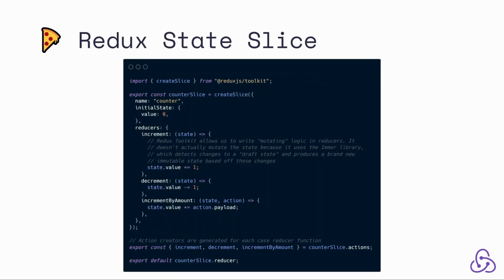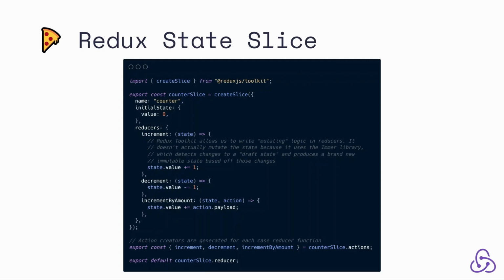Let's have a look at an example code snippet for a counter application. The main idea is to first create a slice of state using the createSlice function from Redux Toolkit. Then we pass a couple parameters. First is the name. In this example, we have a name of counter. Then we pass in an initial state. In this example, we have initial state value of 0.